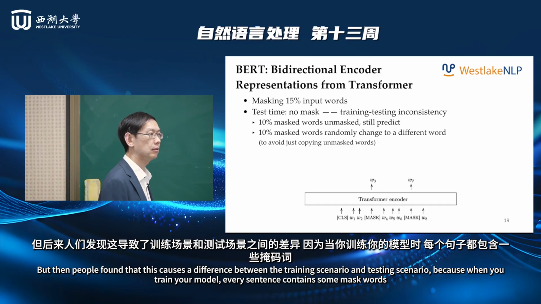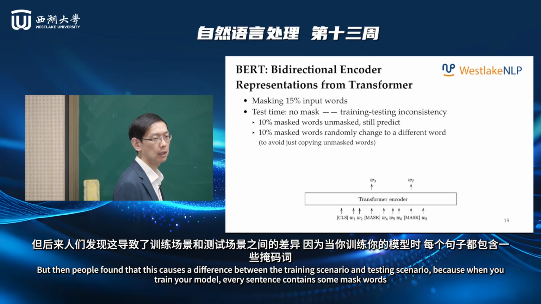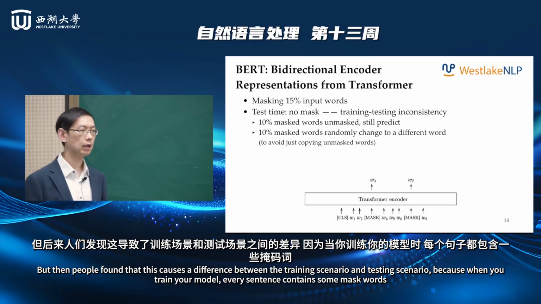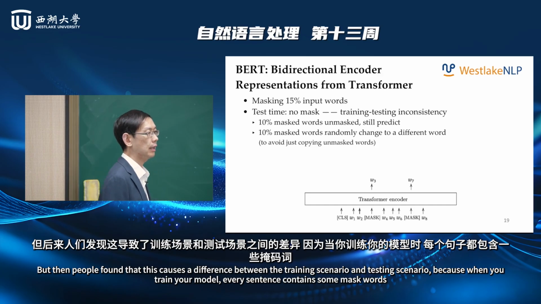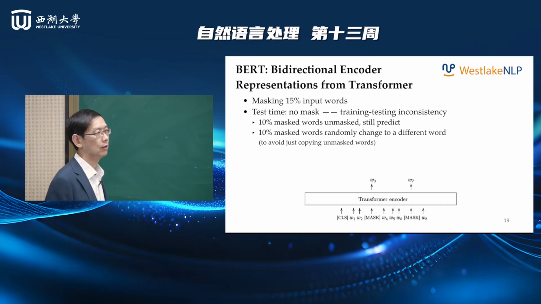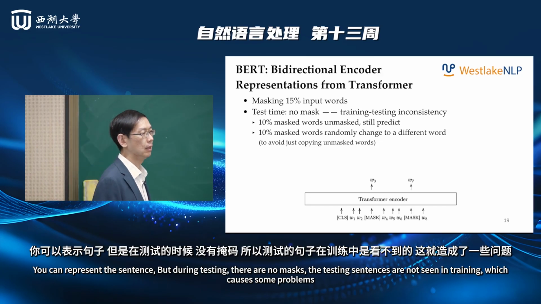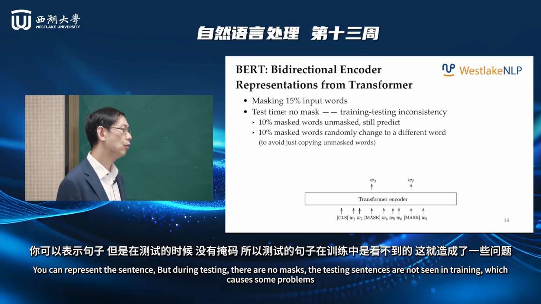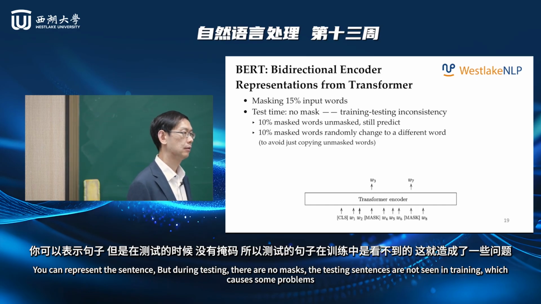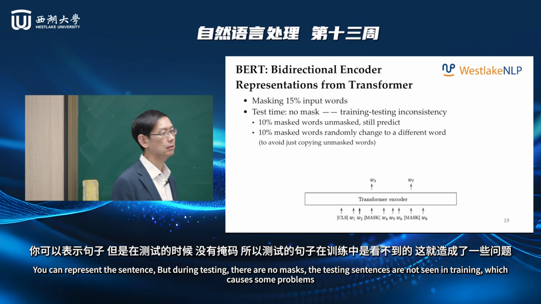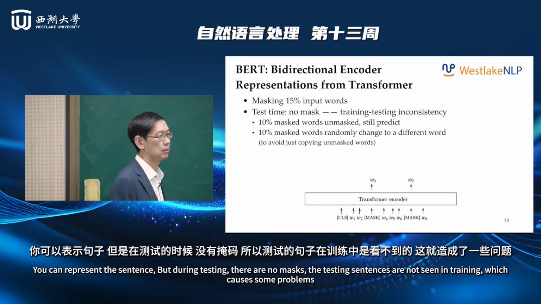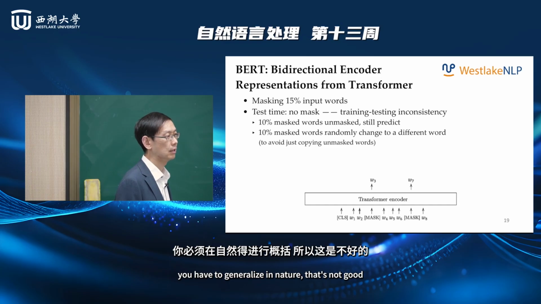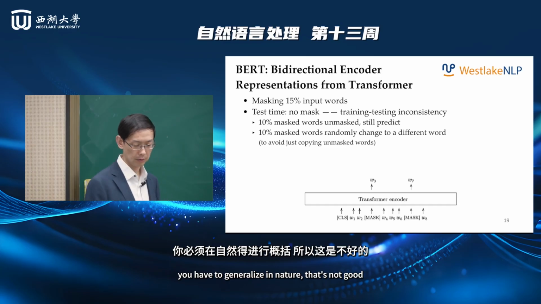But then people found that this causes a difference between the training scenario and the testing scenario, because when you train your model, every sentence contains some masked words. You can represent the sentence, okay? But during testing, there are no masks. So the testing sentences are not seen in training, which causes some problems. As you know, you have to generalize in nature. So that's not good.